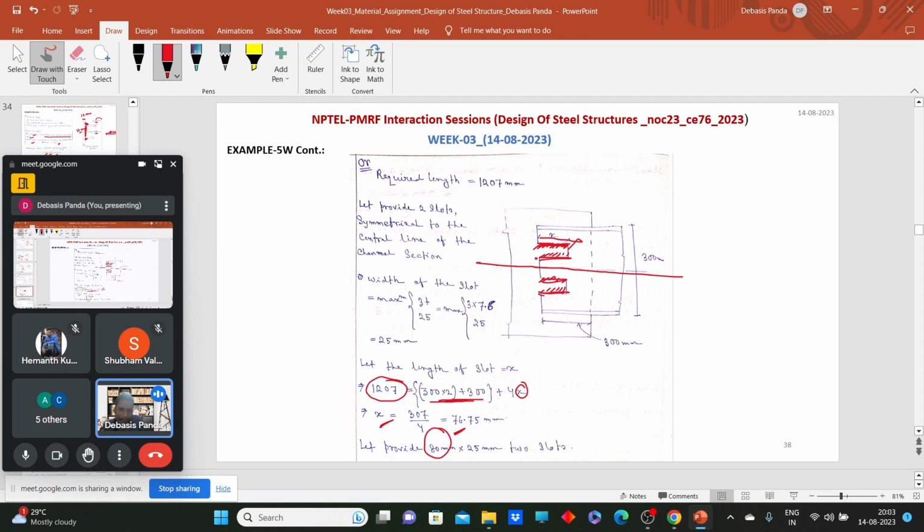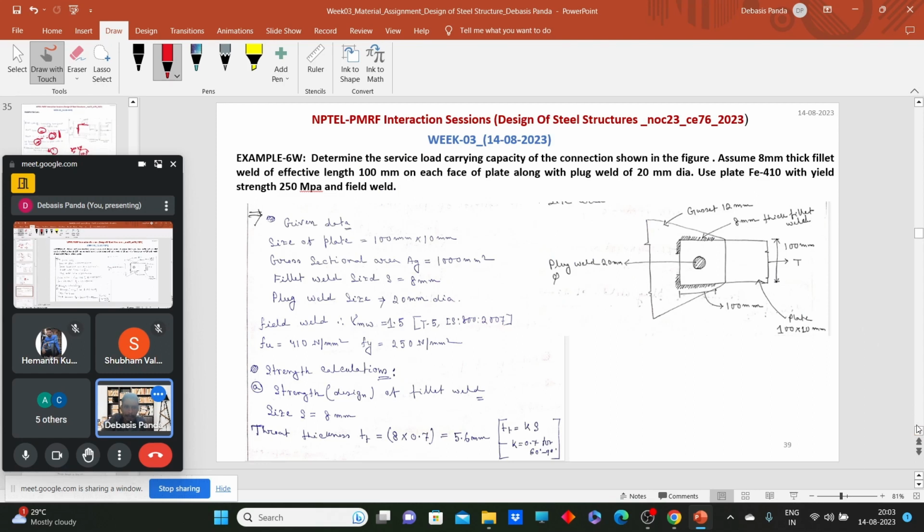This is the length of the weld, and 20 mm is the width of this slot. So now our connection, the one we made with the channel section to the gusset, can carry that 800 kilonewton load safely. Now, how can we design this kind of slot well?